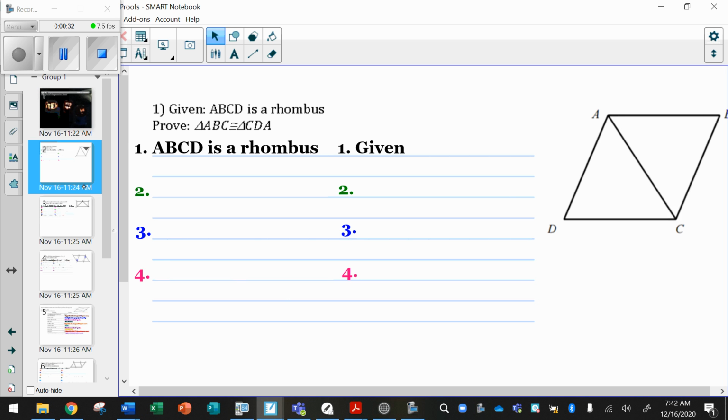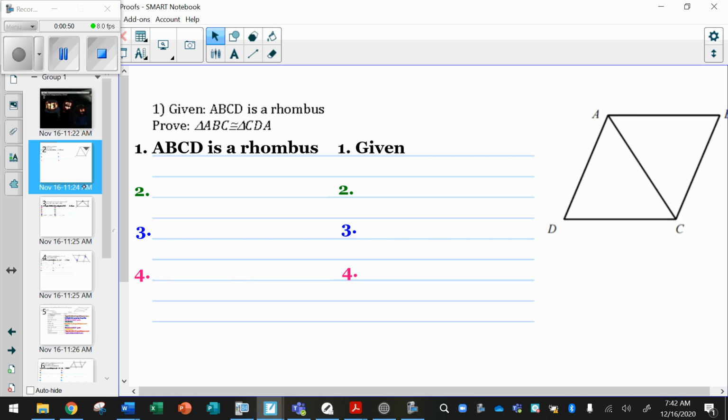We start with our givens, so take the time to write that down. If you need to pause, go ahead. We're trying to prove that this shape ABCD is a rhombus. We're given that it's a rhombus. And we're trying to prove triangle ABC is congruent to triangle CDA.